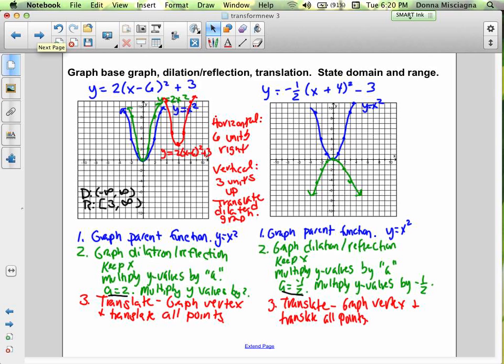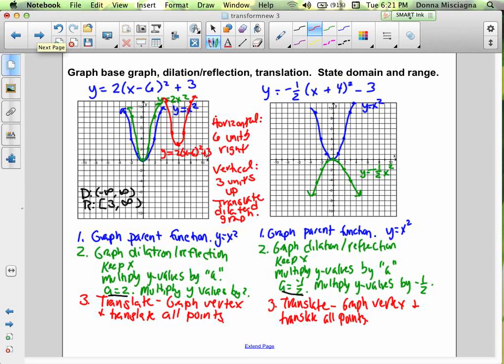So it should just look like a reflection. That looks much better. Reflection and dilated. So there we have the graph. This would be the dilation and the reflection only. So this is y equals negative 1/2 x squared. Right? That's what the graph of negative 1/2 x squared looks like. The y values are half as much, and they're all negative.